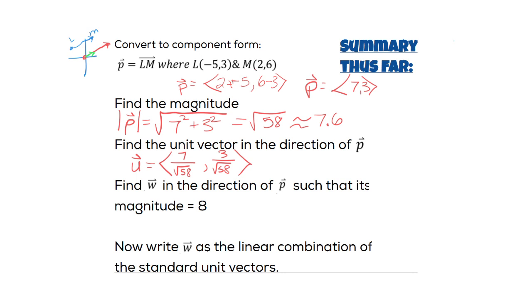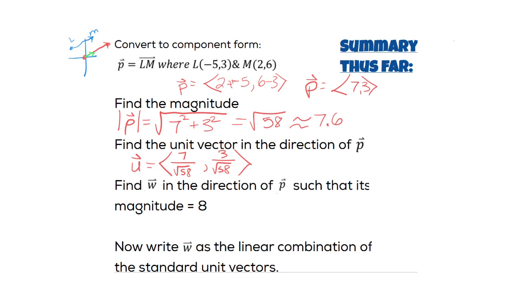All right, the reason for using the unit vector is more for this next part. It says find vector W in the direction of P. So it's still this same direction, such that its magnitude is 8. Oh, so now we want it to be longer. We want it to come out here somewhere. Well, it's a little bit tricky with the initial vector because the initial vector was like a square root of 58.